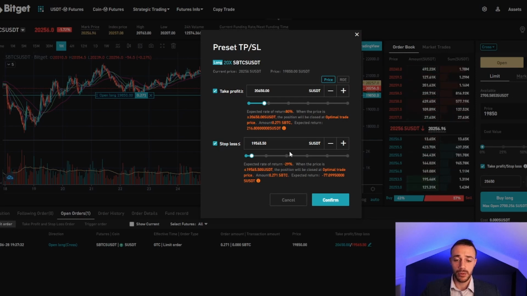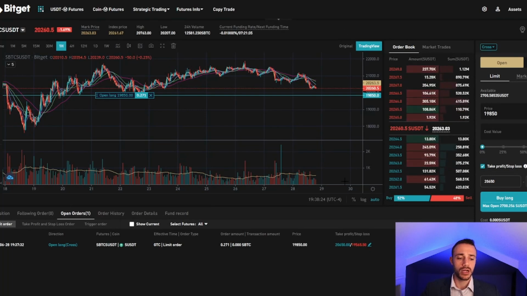So for this example, if the stop loss gets hit after I get filled, I'll lose $77. And if my take profit gets hit, I will win $216 on the trade. All right, so it shows you the exact amounts you will win and lose as well, which is very handy for calculating your risk and your reward on the trade. And you can also cancel it right here as well. All right, so that's how you place a limit order to go long.